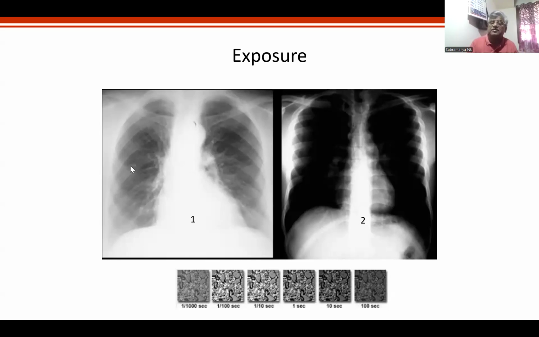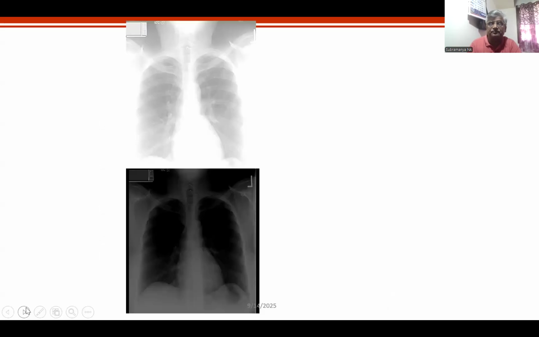You see more whiteness in an underexposed, more darkness in an overexposed film, and perfect exposure means you should be able to see the spine behind the heart. If you see only spine but not heart, that means it is overexposed. Why this is important, I'll tell you in subsequent slides. I'll give the example of an underexposed film. Here you will feel that suddenly there is increased bronchovascular markings and a pneumonia. Here you will feel nothing I can see.